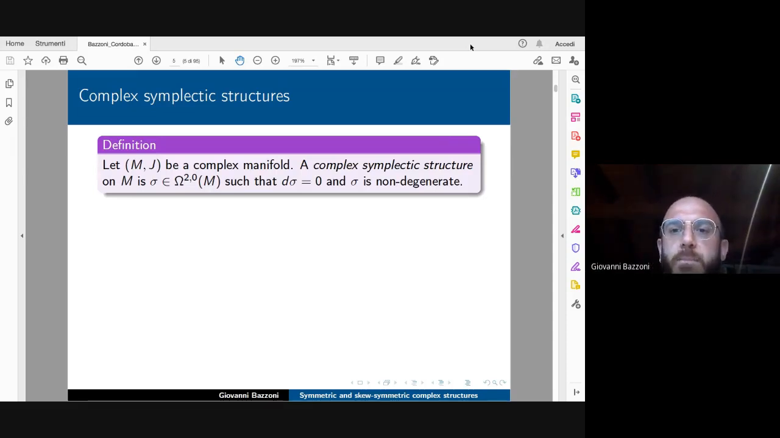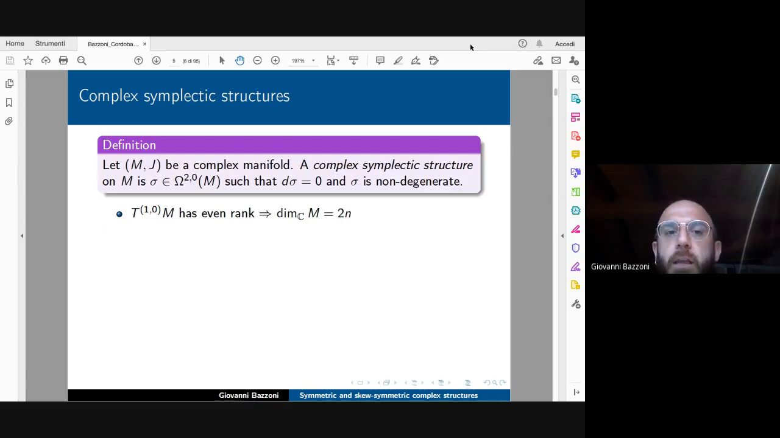So what is a complex symplectic structure on M? This is just sigma. It's a 2-0 form. So you decompose the complexified two forms using J, and then you have the 2-0 forms, which can be thought of, or actually are, the holomorphic two forms. And the sigma should be closed. So d sigma is 0 and also non-degenerate. So it's a complex 2-0 form, which is actually holomorphic, closed, and non-degenerate.